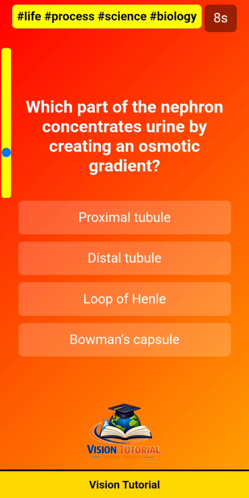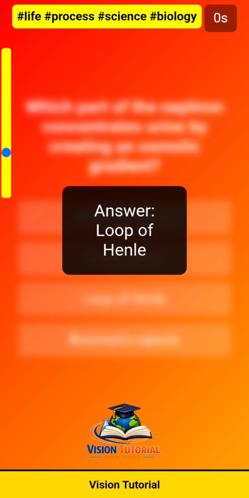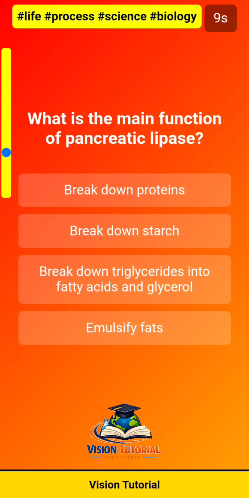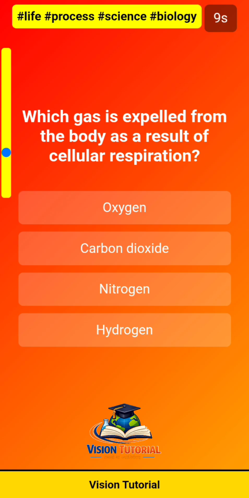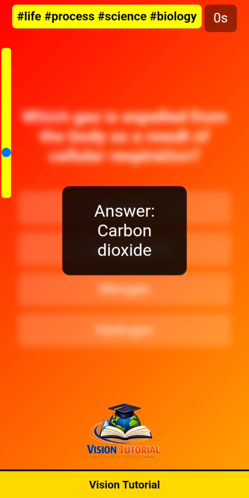The question is, which part of the nephron concentrates urine by creating an osmotic gradient? Answer: loop of Henle. The question is, what is the main function of pancreatic lipase? Answer: break down triglycerides into fatty acids and glycerol. The question is, which gas is expelled from the body as a result of cellular respiration? Answer: carbon dioxide.